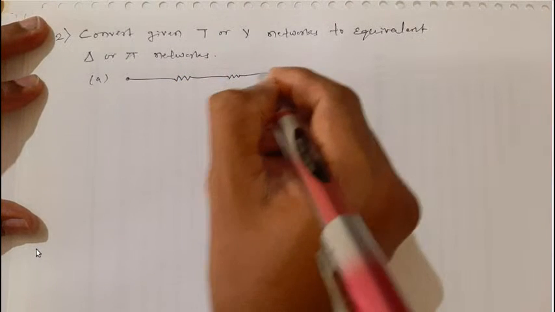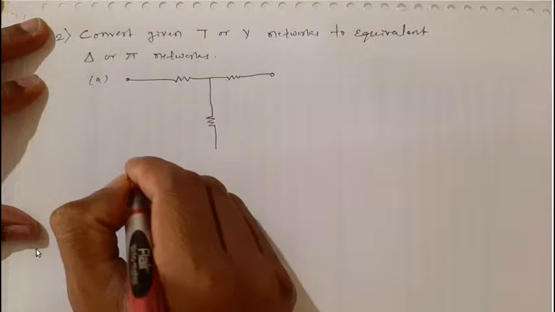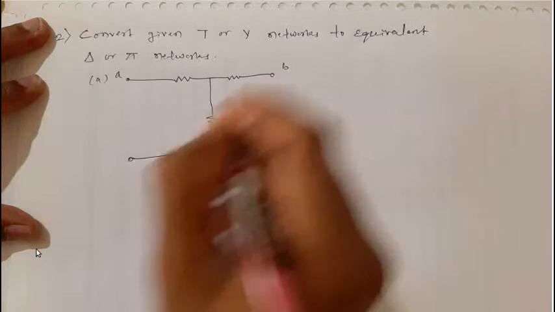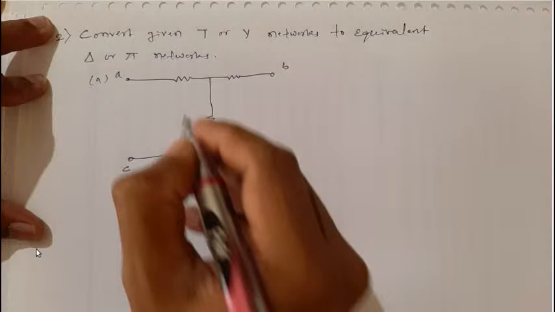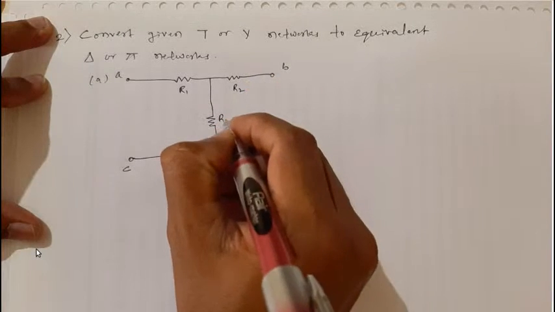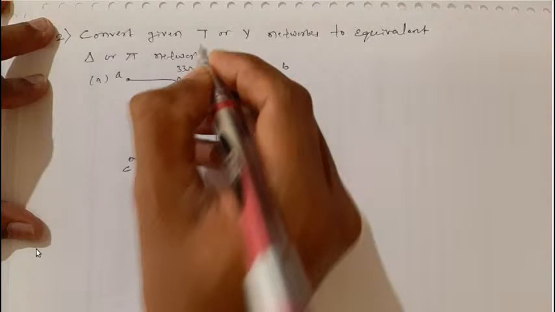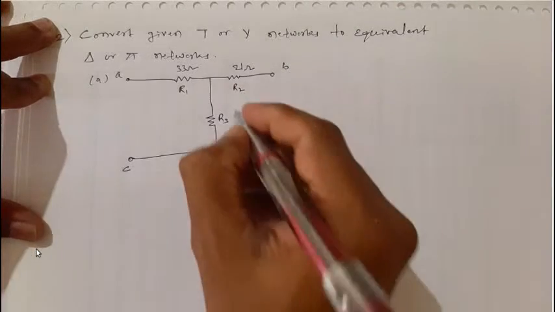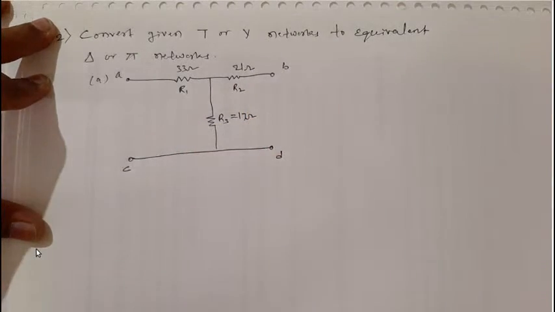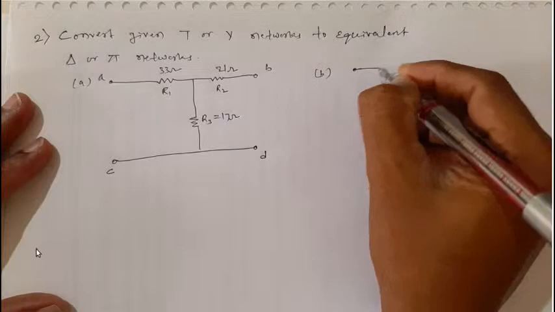Obviously there will be 3 resistors. This is a given T network, let's say A, B, this is C. This one I call R1, this R2, and this R3, and the values of the resistors, let me take: this is 33 ohm, this is 21 ohm, and R3 is, for example, 17 ohm. And I'll write one more in terms of a Y network only.